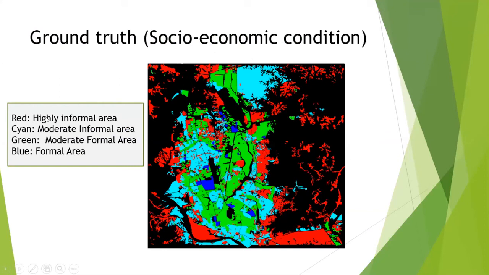So the red is the highly informal area. We call it arriving city or city arrivals. Those are very poor. Slums are here. Cyan, moderately informal area. Green, the moderately formal area, and blue, the formal area. Okay.